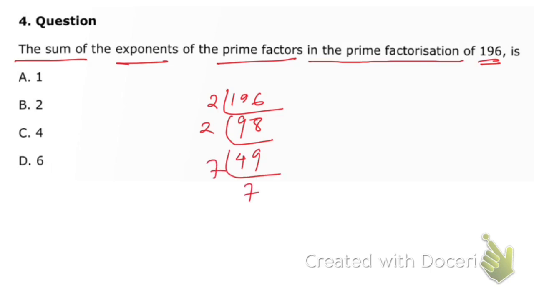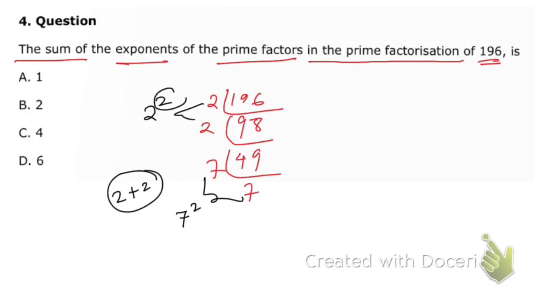Okay, that's what we got. So here you see we have 2 to the power 2 and 7 to the power 2, and the sum of the exponents is 2 plus 2. Here the exponent is 2, here also the exponent is 2. So the correct option is 4, right? C is the correct option. So 4 is the correct answer, right?